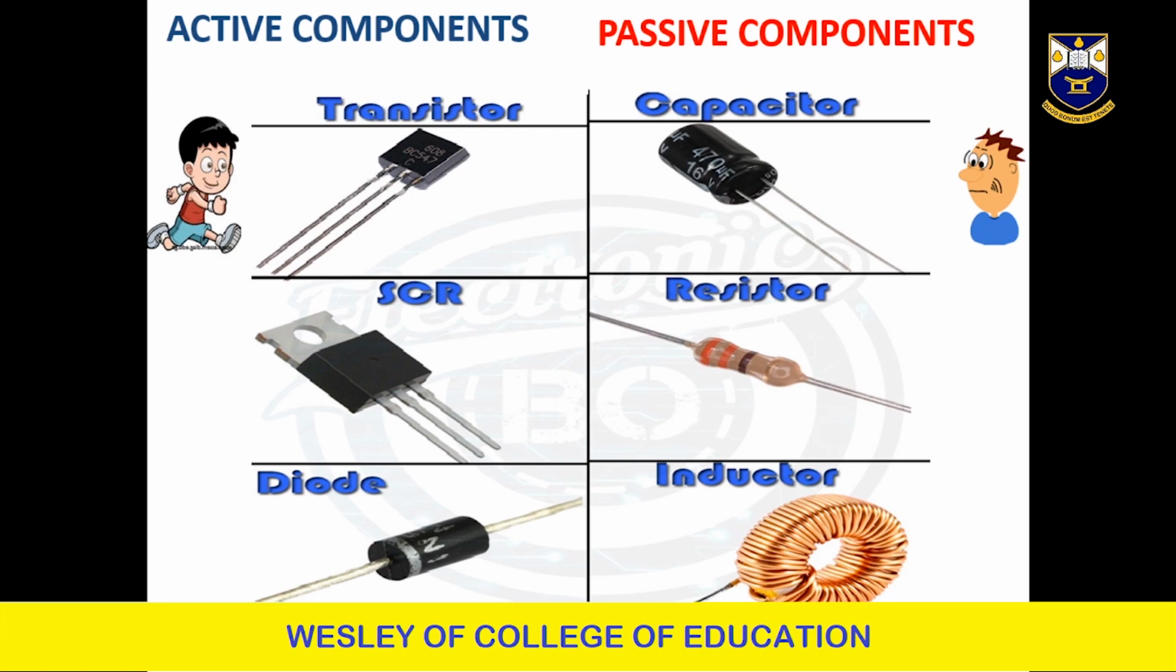So go and look up the meaning of SCR. We would have to discuss this later in our physics lessons. Now when you look at the passive components, capacitors come in, resistors come in, and inductors also come in. So these are passive components. These are active components.